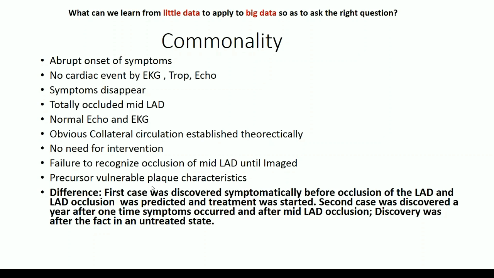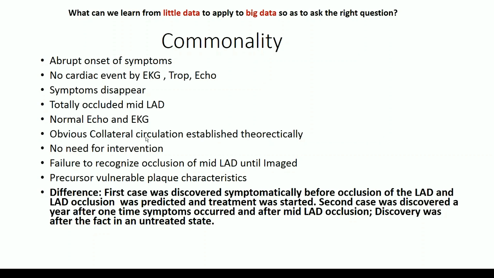And then the difference. The first case was discovered symptomatically before occlusion of the LAD, and LAD occlusion was predicted, and treatment was started: aspirin, Plavix, Lipitor. The second case was discovered a year after one-time symptoms occurred, ER visit, ruled out and sent home, and mid-LAD occlusion was again found late this time. Discovery was after the fact in an untreated state.